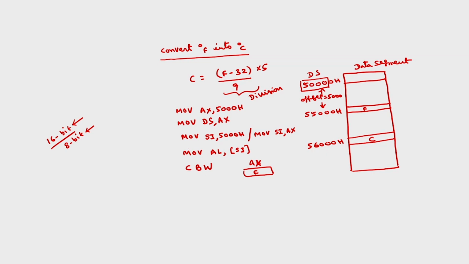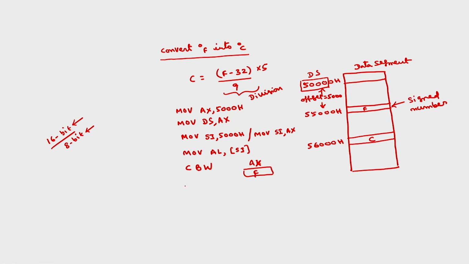Now the question is, why are you taking the sign bit? Because the Fahrenheit can be a negative value also. That is why you have to use signed numbers. Here we are assuming that F and C are signed numbers. So in case of signed multiplication or signed division, you have to extend the sign if you want to perform 16 bit by 8 bit division. So this is CBW. Now AX will be having the Fahrenheit value, the 16 bit equivalent of this 8 bit value.